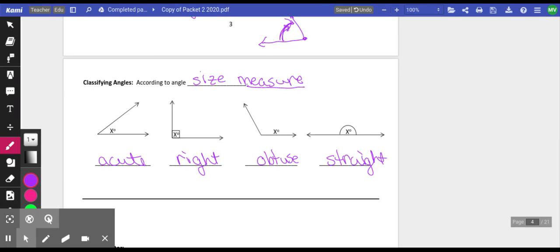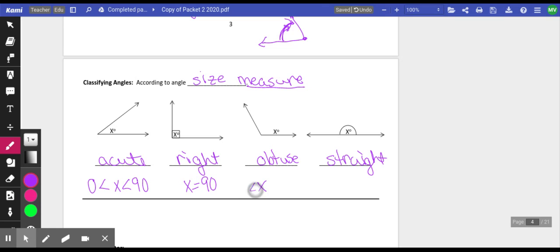Now I'm going to get more specific. Acute angles are greater than 0 but less than 90. Right angles have to equal 90. Obtuse has to be more than 90 but less than 180. And a straight angle is exactly 180 degrees.